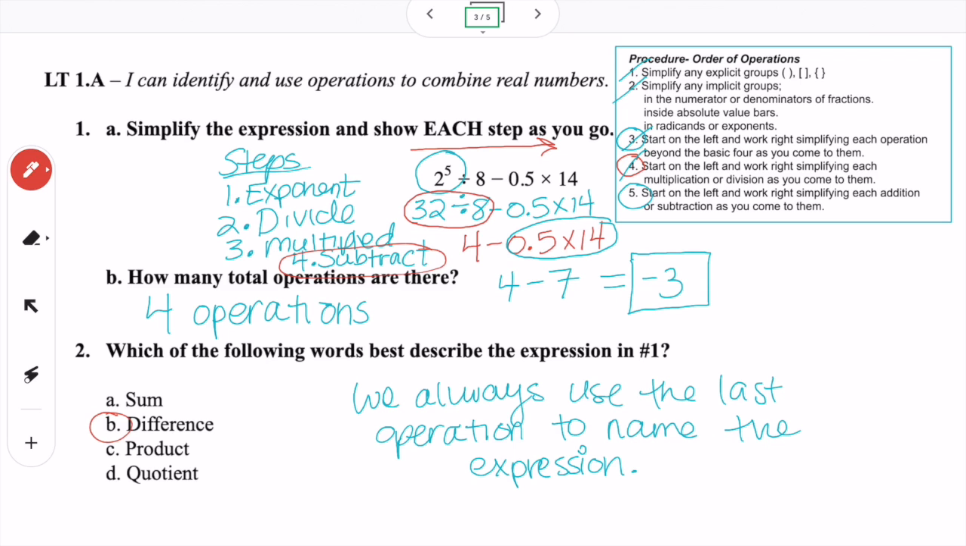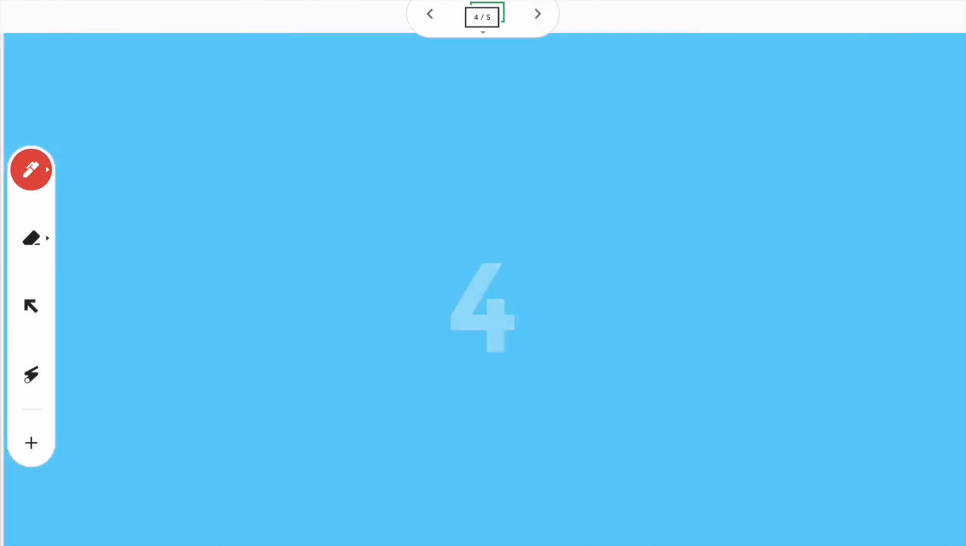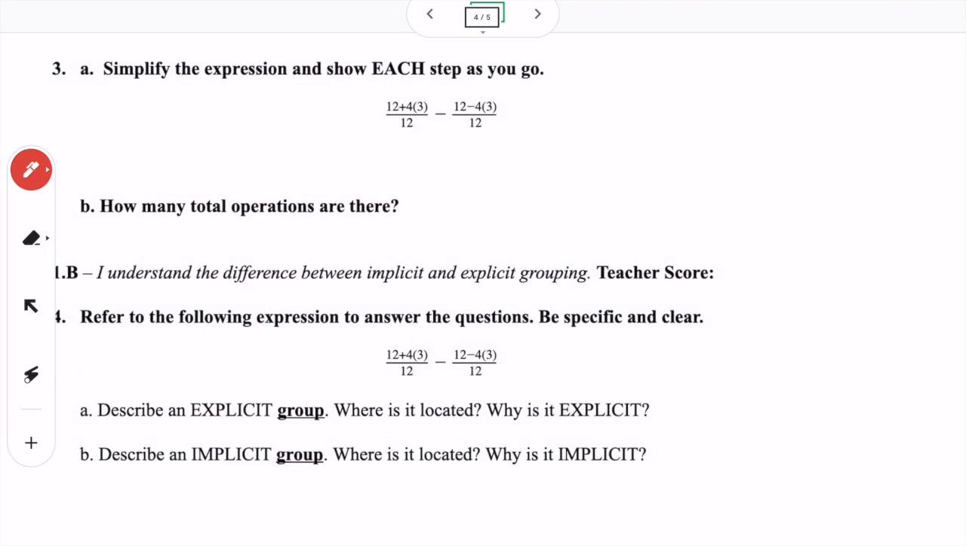Let's keep going and look at number 3, another simplifying problem. This one does have implicit groups. There's nothing to do inside of the parentheses, so that doesn't count. But there are implicit groups. Implicit groups are like the numerators of a fraction. Here we have two different implicit groups, and we're going to talk more about that on number 4. But in the order of operations, I always need to simplify that implicit group. Basically, I need to figure out what's in the numerator before I can even think about dividing in my fraction.